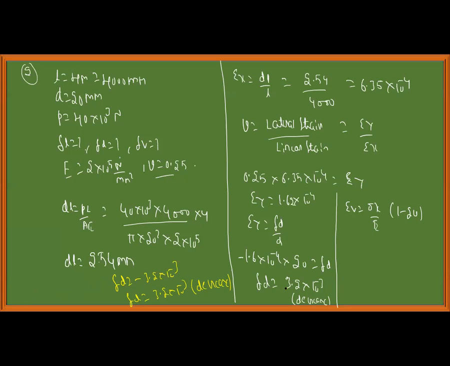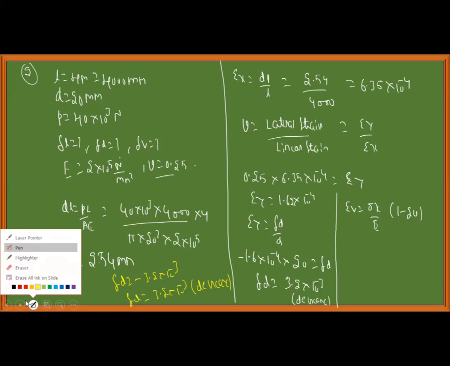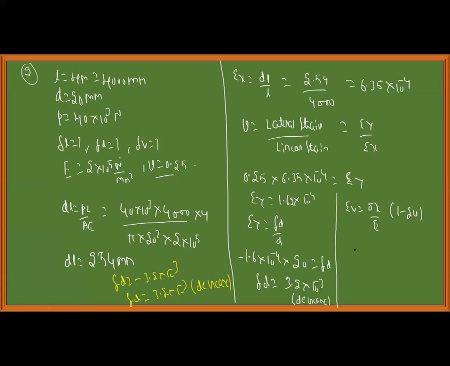Sometimes we miss it. Like we think that this is the positive value, but I always insist that we take the sign along with it. Whenever there is a decrease in dimension, further problems will come to know. Epsilon v can also be written as sigma x by e, as epsilon x into 1 minus 2 nu.